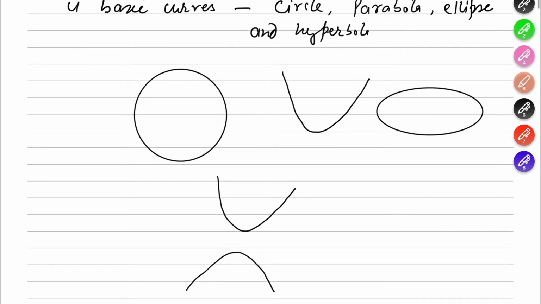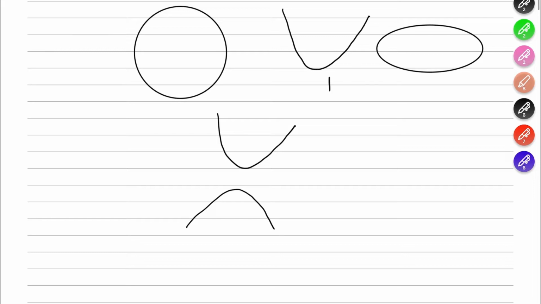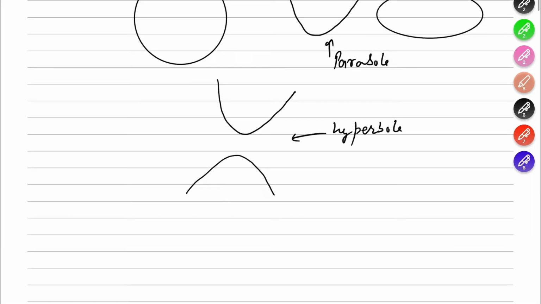If you recall this name, this is parabola and this is hyperbola. They have a difference, we'll see in detail. Even though they look the same, actually they are different. So the hyperbola is not two parabolas. We'll see in detail what is the difference between parabola and hyperbola.